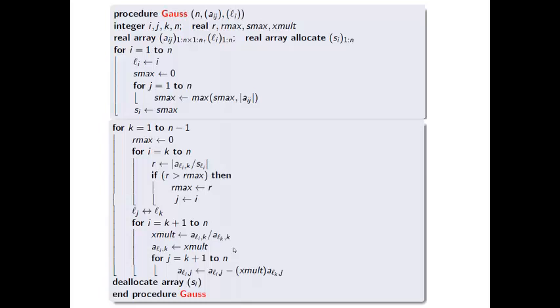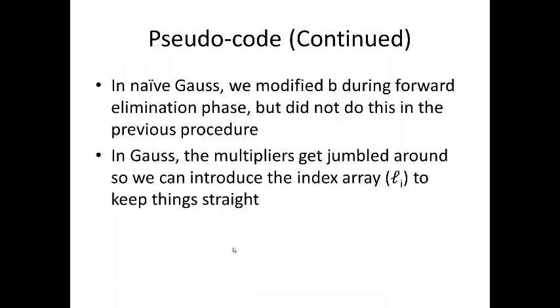Now, let's take a look at how we're going to deal with b_i in the back substitution phase. In naive Gauss, we modified the b vector during the forward elimination phase, but we didn't do this in the previous procedure. That was the forward elimination phase. When scaled partial pivoting is done, such as in the procedure Gauss, the multipliers for each step are not below one another in the a_ij, but they're all jumbled around. So, in order to keep things straight, we introduce the index array L_i in our code.